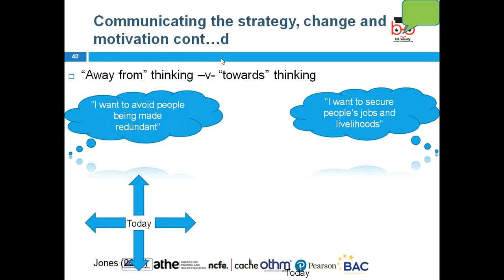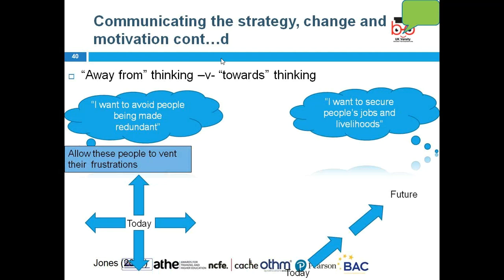So we need to think about away-from thinking versus towards thinking. Yes, I want to avoid people being made redundant. I want to secure people's jobs and livelihoods. Yes, that's our future. It is a huge discussion, especially with the government giving the furlough scheme, helping people in the UK. So the jobs will carry on. Yes, economic activities won't stop.